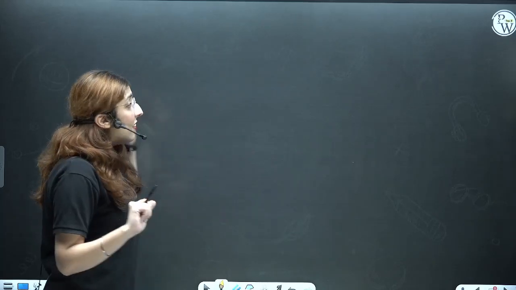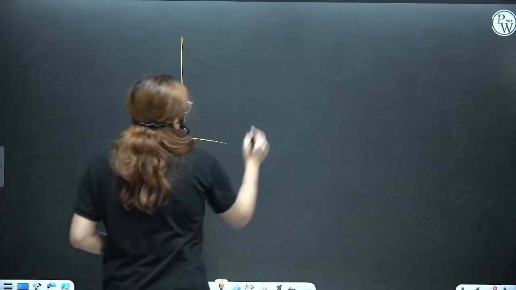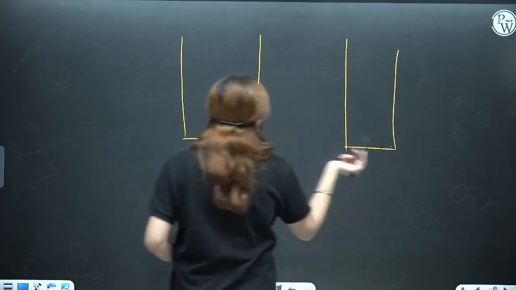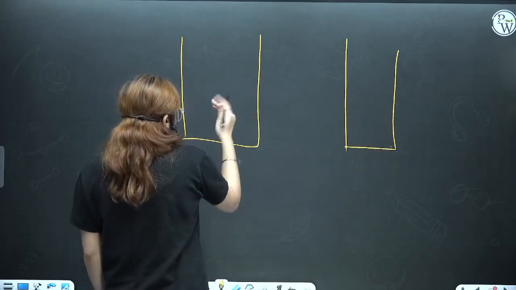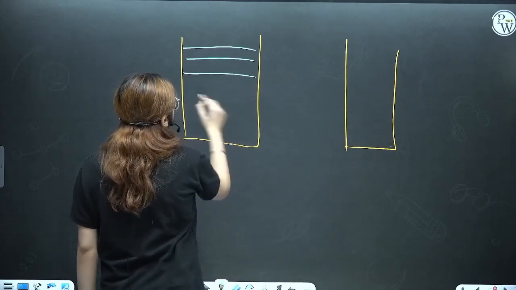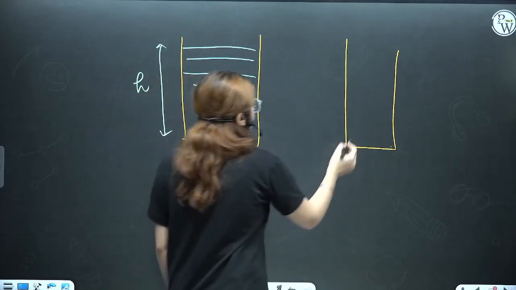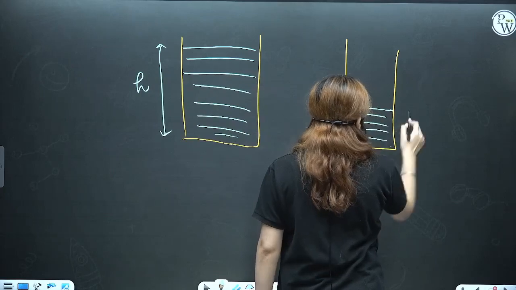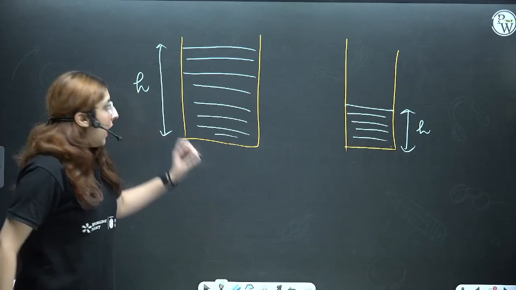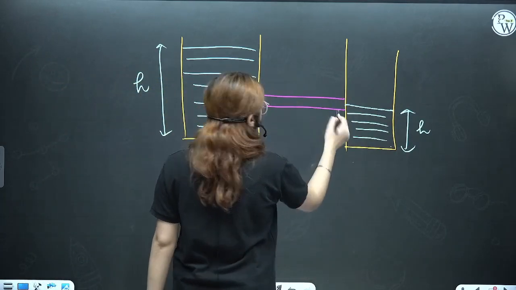When we talk about potential difference, consider 2 tumblers kept at the same height. One tumbler is having water till a higher level. You can see the other one is having water at a lower level. So can you see that there is a difference between the heights?